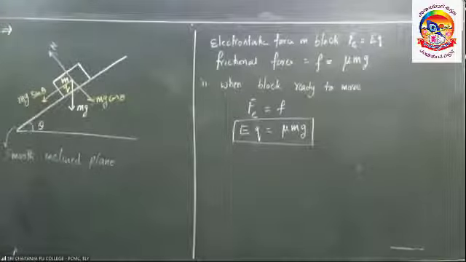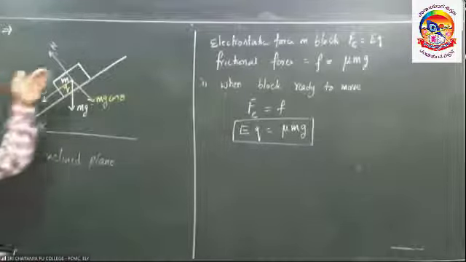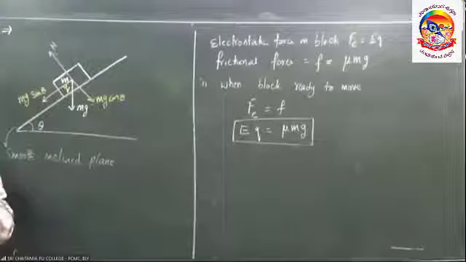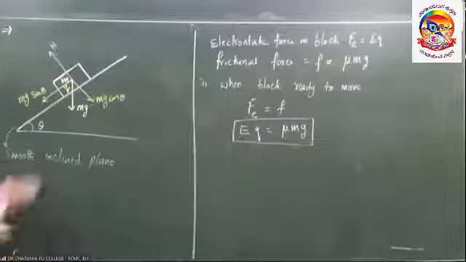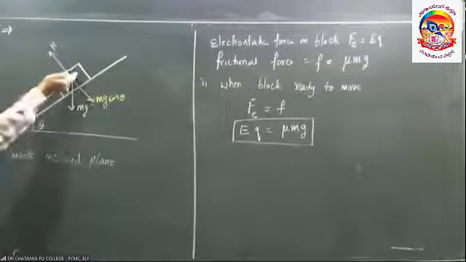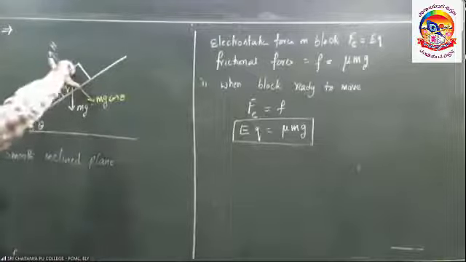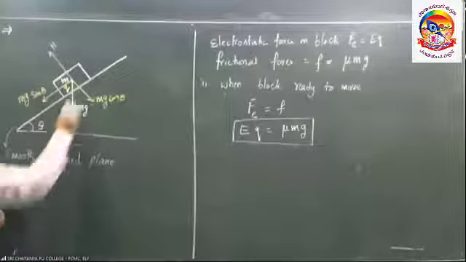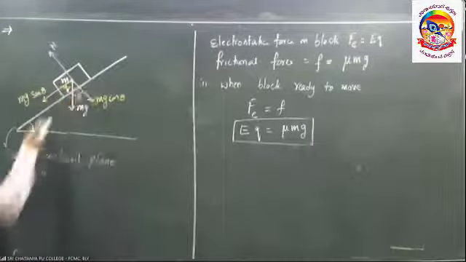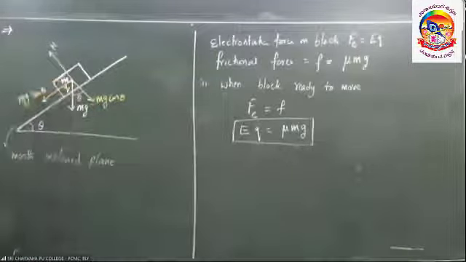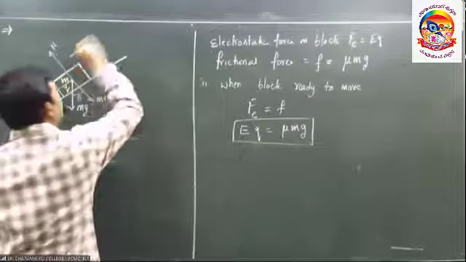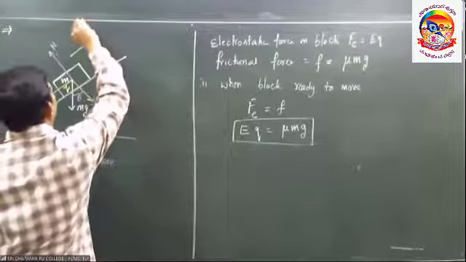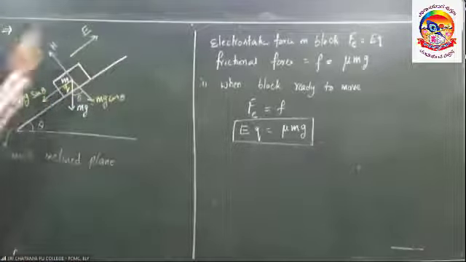The question is, this block should not move. In what direction electric field has to apply, how much? This block is ready to move down because it is experiencing force in this direction. These two cancel out, so it cannot move in this direction. It can move only in this direction. So to stop moving, what should I do? I had to apply electric field in this direction, opposite to this.